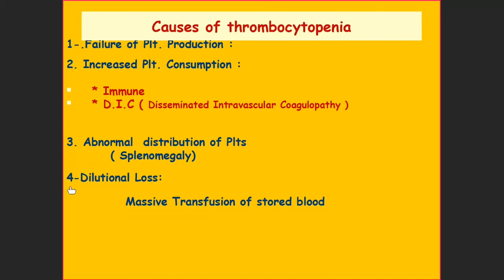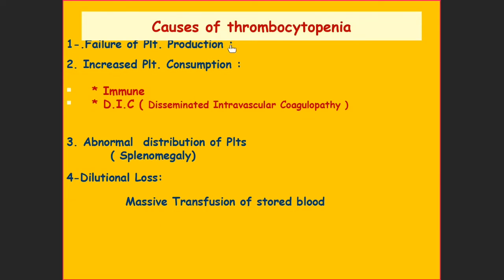The third cause of thrombocytopenia is dilutional loss. Dilutional loss occurs with massive transfusion of stored blood. We will talk about it at the end. Okay? So these are the 4 causes of thrombocytopenia.